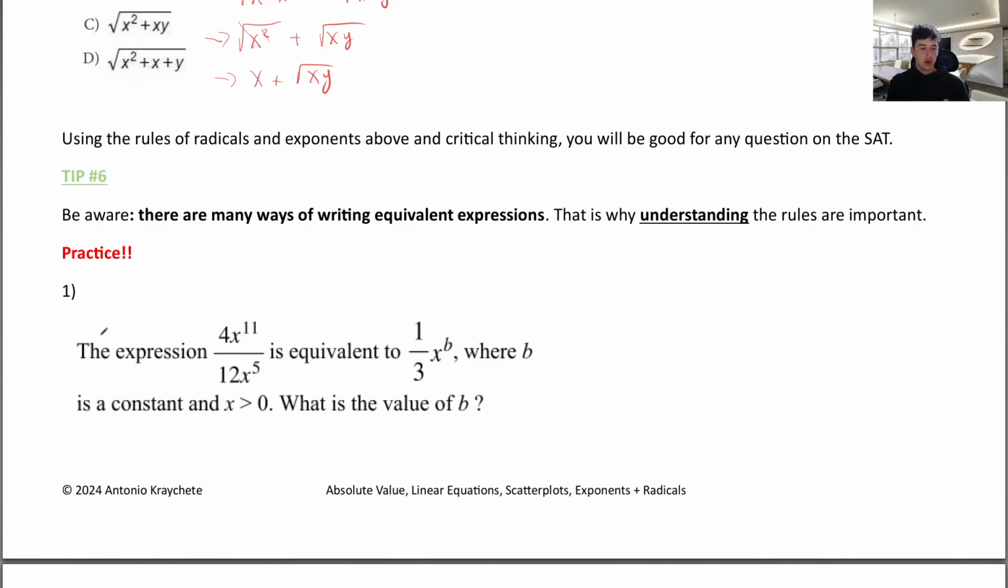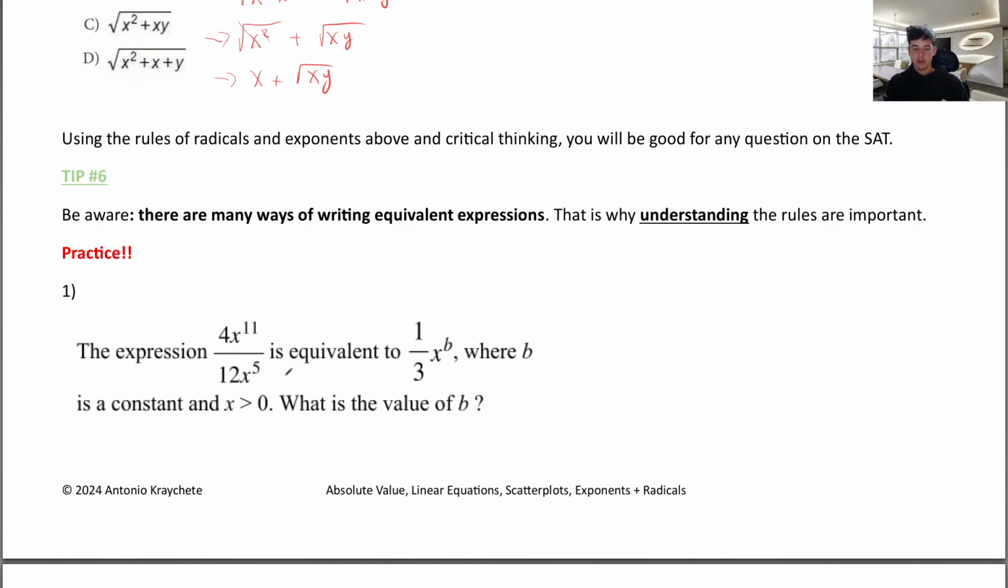So let's do this one right here, the second one for the day. What's the first one for the practice below? Not that it matters. The expression 4x to the 11th power divided by 12x to the 5th power is equivalent to 1/3 x to the b power, where b is a constant and x is greater than 0. What's the value of b?